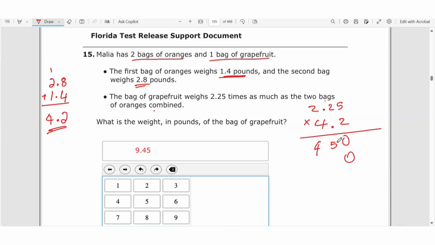Put a 0, and then what we have here is 0. That's for 20. 4 times 2 is 8, and 2 is 10. Then that 9. So then you add these up. So we have 9 4 5 0.